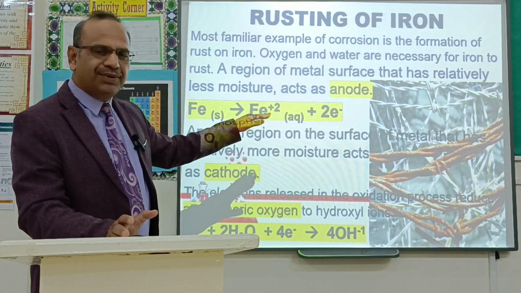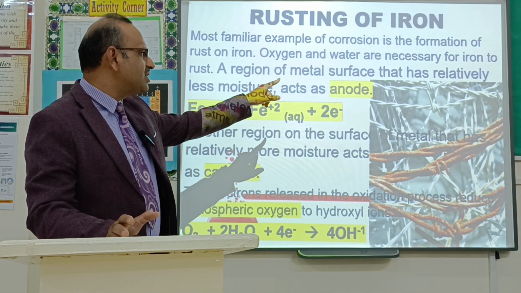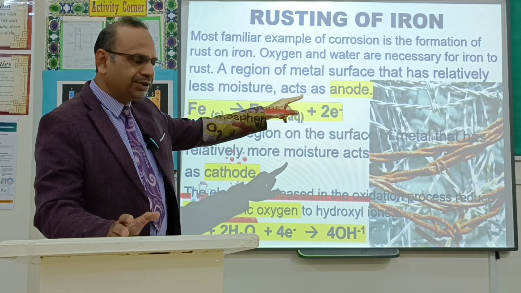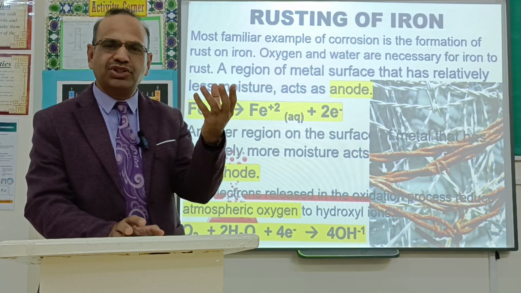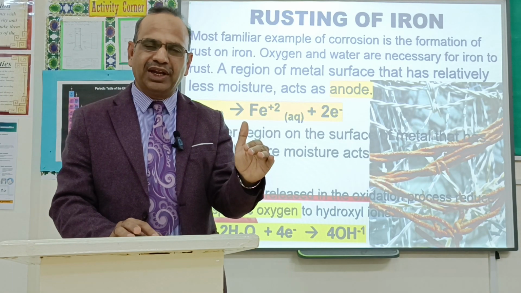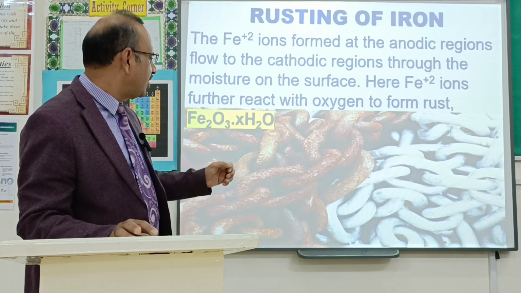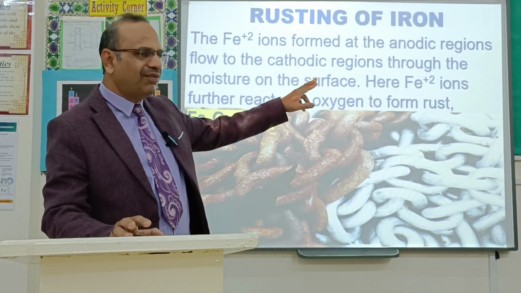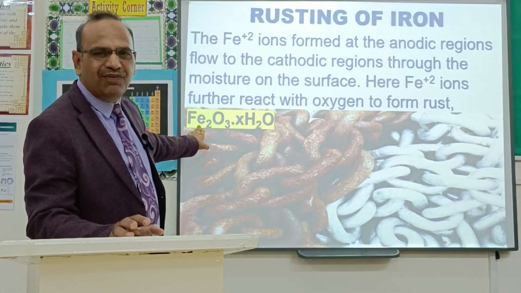So in this case, on the surface of the iron, a region of the metal surface acts as anode and another region acts as cathode, and the moisture acts as electrolyte. So electrolysis takes place, and in this way the iron first turns into Fe+2 and later into Fe+3.